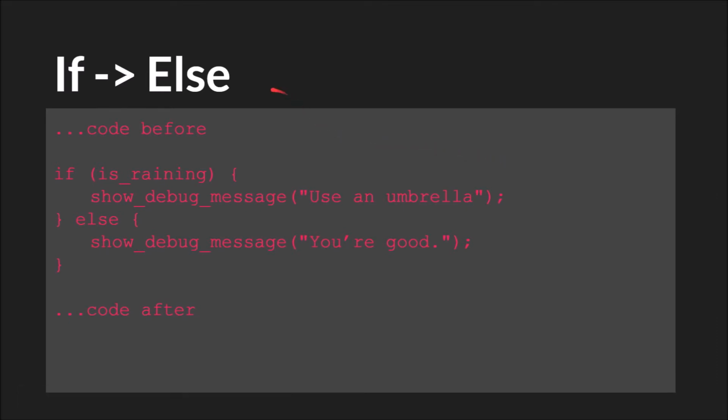In code, that would look like this. If is raining, then show debug message, use an umbrella. Otherwise, show debug message, you're good. And then the code continues. Again, the important thing to note is that one of these two things, either this or this, will definitely happen. If this is true, this will happen. And if this is false, this will happen. So one of these will happen.